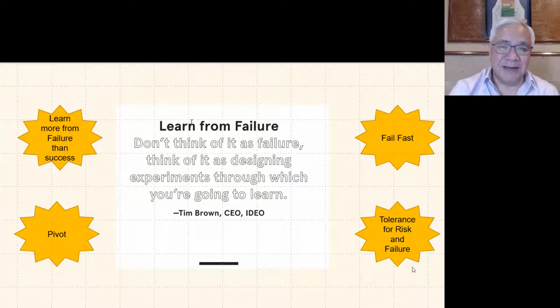And then pivot. We always hear that word pivot, right? Pivot just means that you hit something and it didn't work, and you need to move a little or a lot toward something that may work. So pivoting is a good term because it shows the requirement, especially in new companies or creating new ideas, that you must always be moving. And the last on the bottom right hand is have a tolerance for risk and failure. You could say, oh, I tolerate risk, but you also have to tolerate failure.